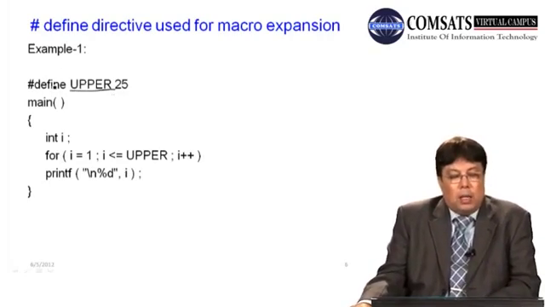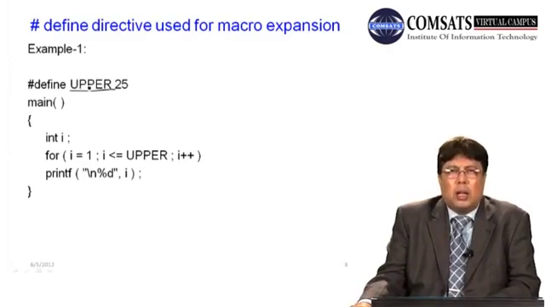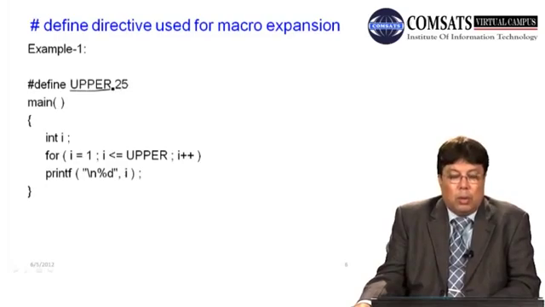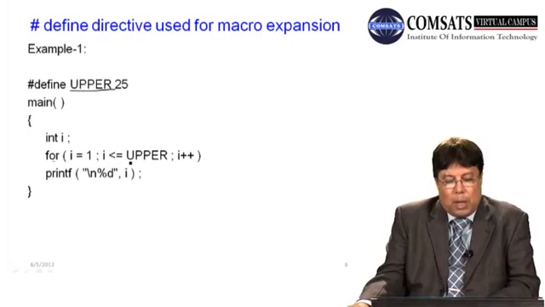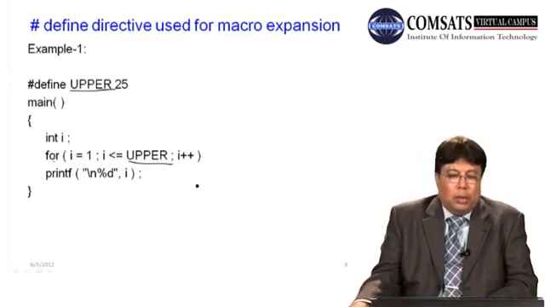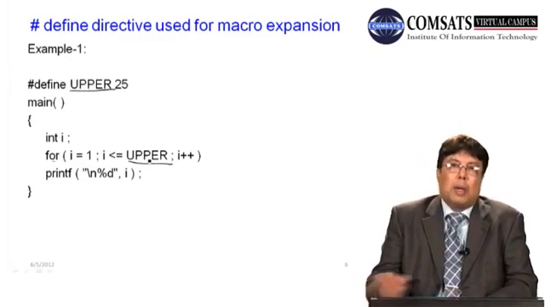Okay, so I have defined upper, any name that I want to give it, no restrictions here, because before the code is submitted to the compiler, it will be resolved. So I have defined upper 25. Note that no equal sign is here. Okay, so when I use this in the for loop, for i equal to 1, i less than or equal to upper, this value 25 is replaced with this upper here.